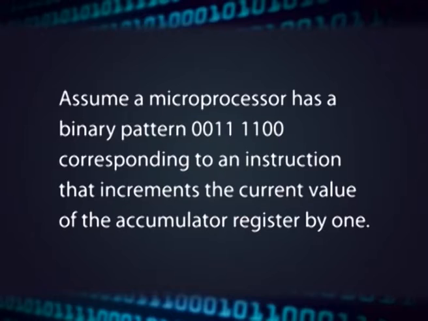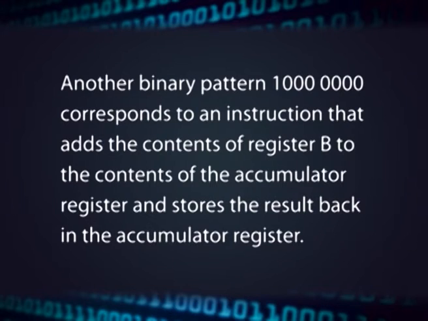Thus, the set of instructions so designed using a pattern of 1 and 0 form the machine language of the computer. Assume a microprocessor has a binary pattern 0011 1100 corresponding to an instruction that increments the current value of the accumulator register by 1. Another binary pattern 1000 0000 corresponds to an instruction that adds the contents of the register B to the contents of the accumulator register and stores the result back in the accumulator register.